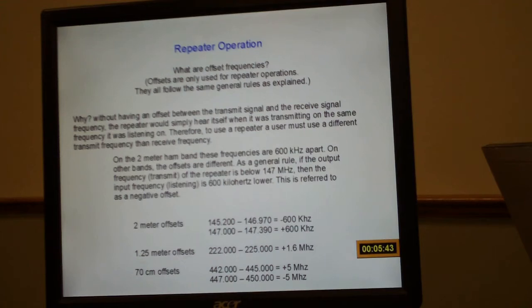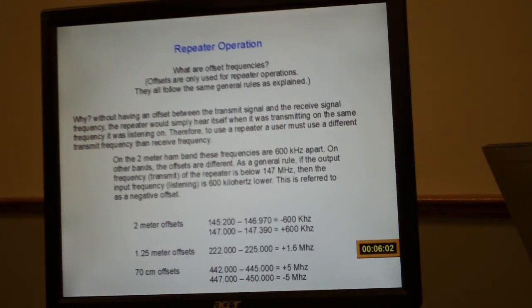So what are offsets and why? Well, without having an offset between the transmit signal and the receive signal, the repeater will only hear itself because it's on the same frequency. So thus, the split offset.